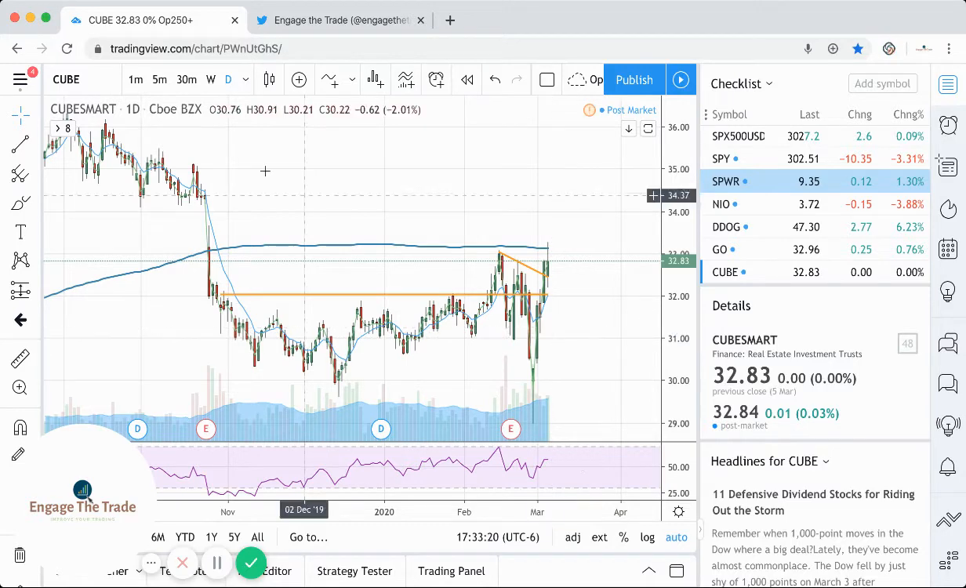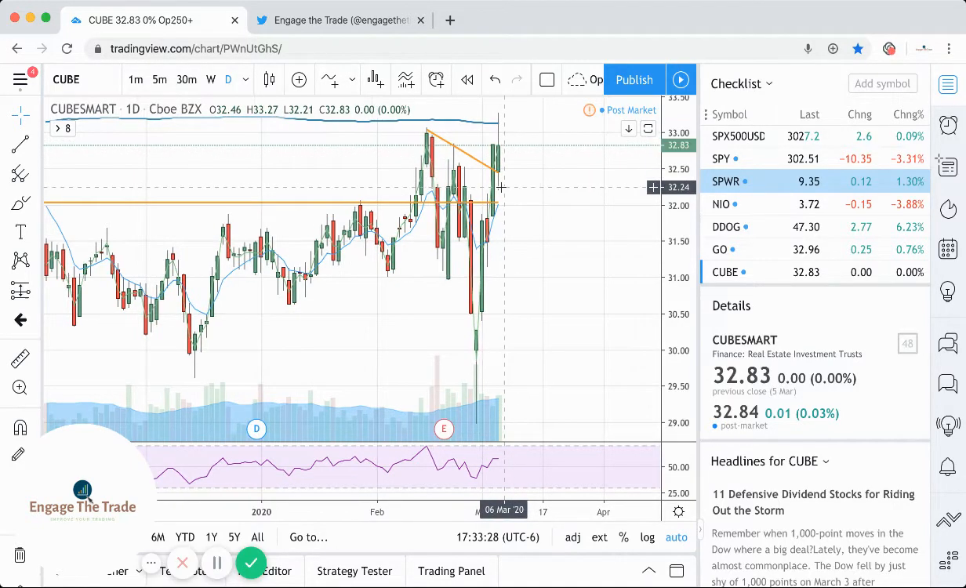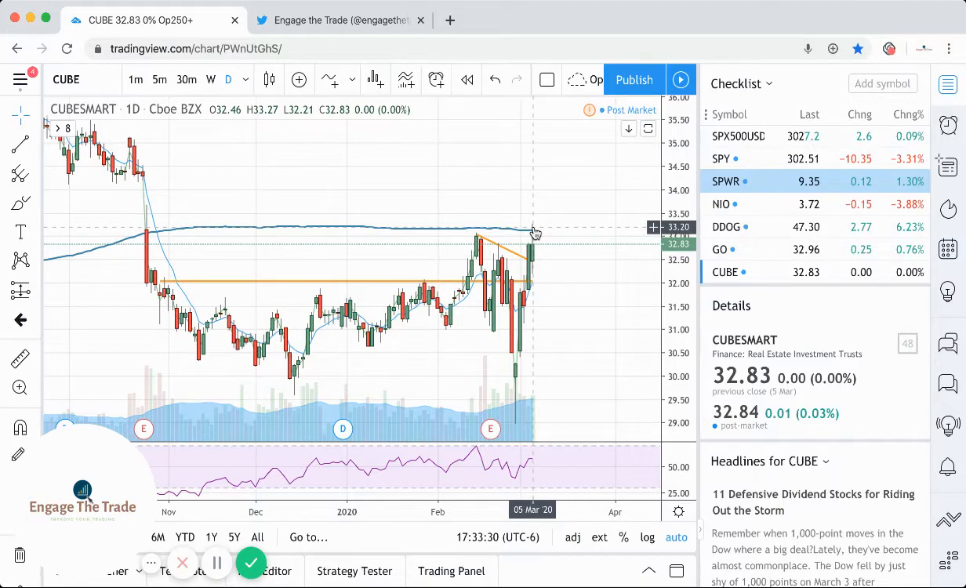And then CubeSmart. This one, high relative volume, broke out today but couldn't hold. But still, it is coming back with a vengeance. Really interesting.